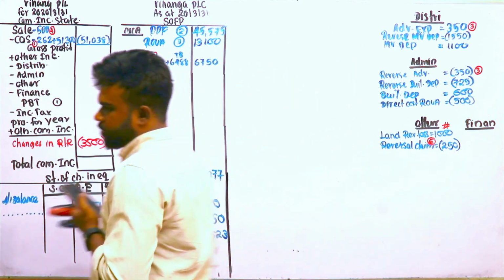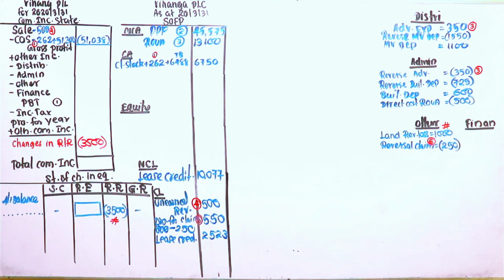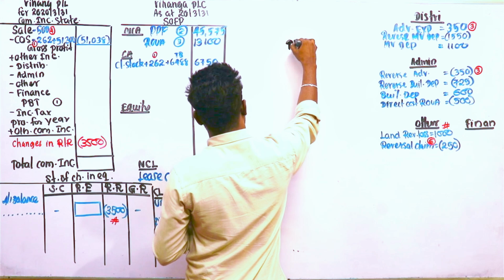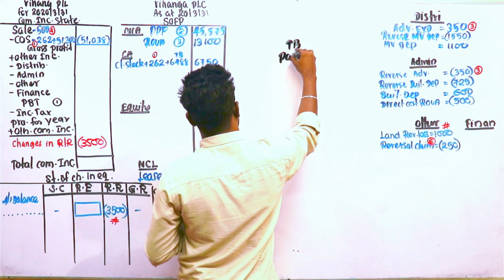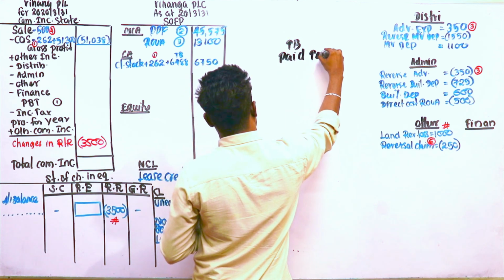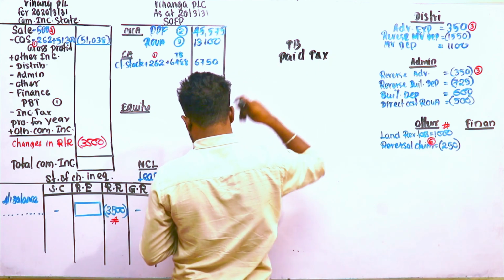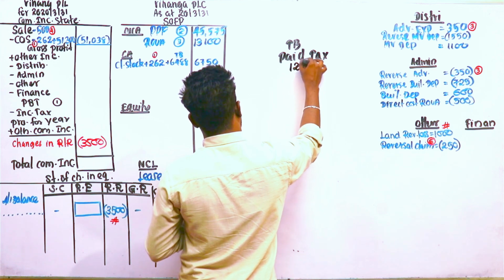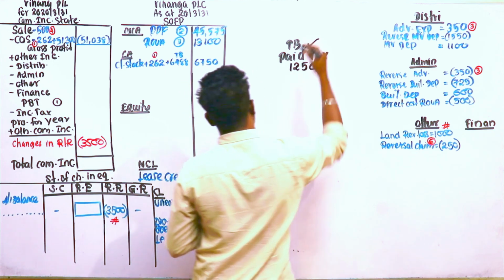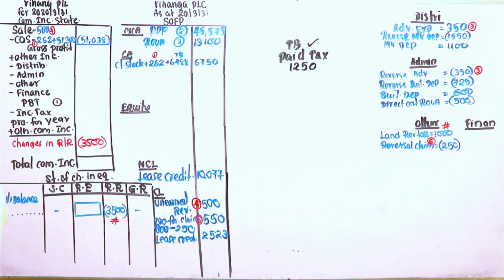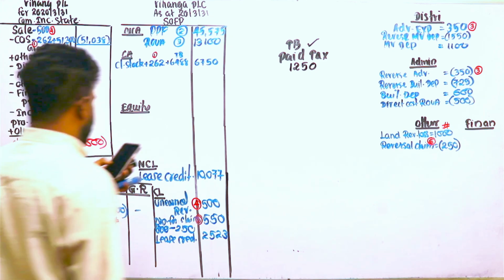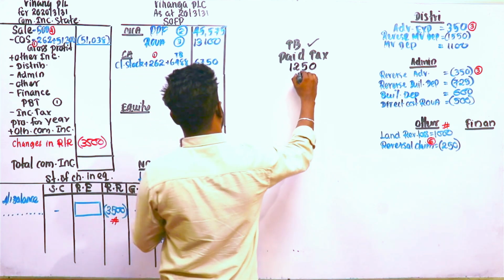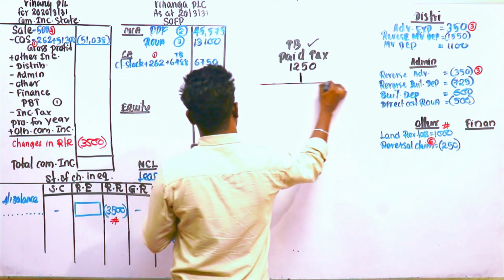Income tax adjustments, right? So tell me, in the trial balance, how much is the paid income tax? 1,250, right? Take the TB balance. Now read the adjustments. Income tax paid during the year included 524 for last year.